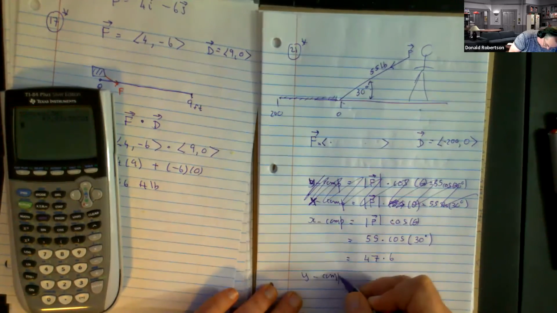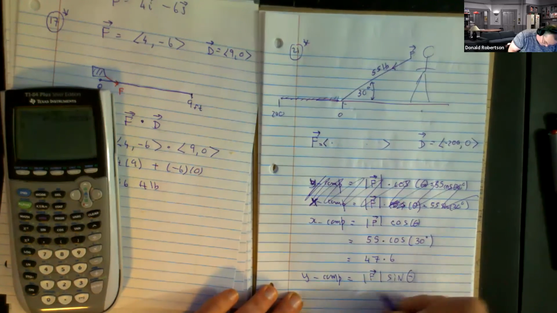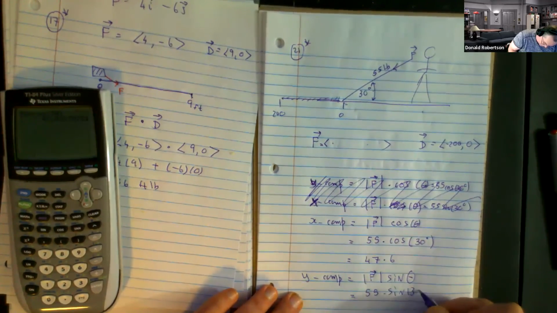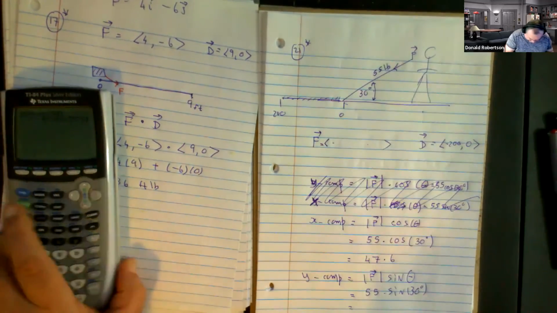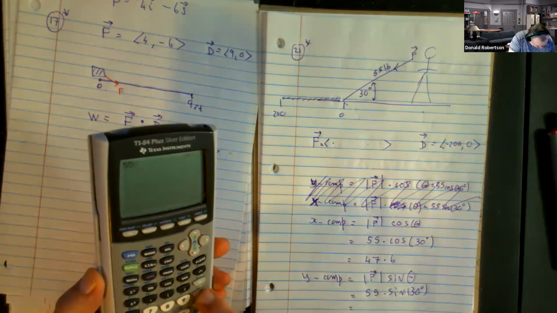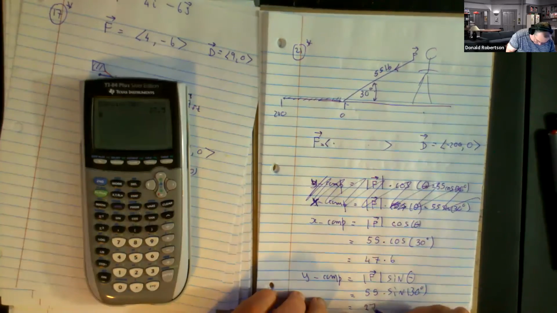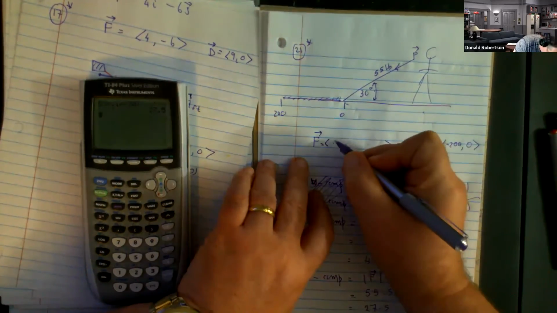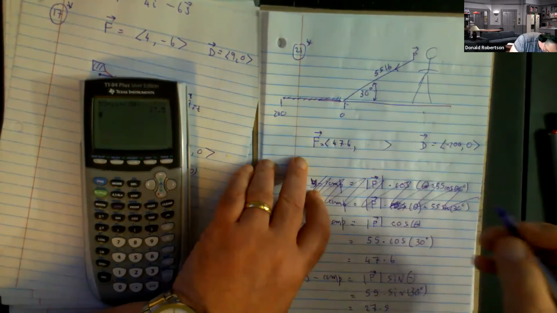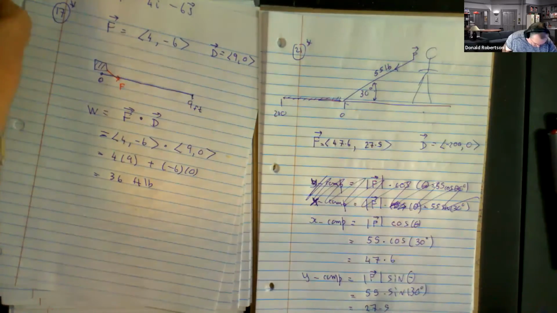And the y component of f is the magnitude of the vector times the sine of theta. So that's going to be 55 times the sine of 30 degrees, which better be 27.5. Let's find out if it is. 55 times the sine of 30, 27.5. And so I have a 47.6 and I have a 27.5. Now numerically, I'm fine with those numbers.